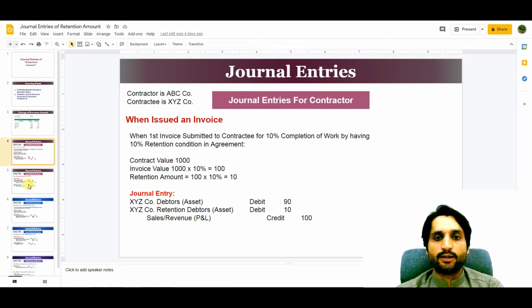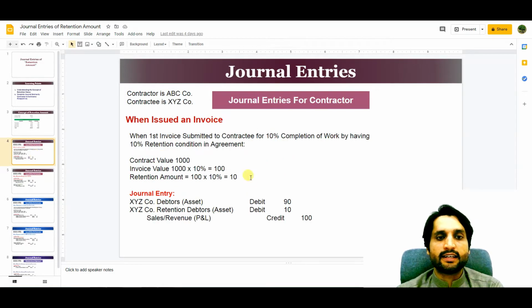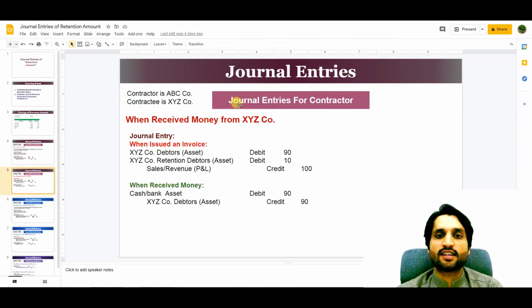Now the next entry, from the perspective of the contractor, when money is received from XYZ company. First of all, he submitted this invoice to the contractee and now he is going to receive the money from the contractee. So the journal entry we passed earlier, when we issued an invoice, was debtors debit, retention amount debit and sales or revenue credit. Now when we receive the money, our cash or bank account will be debited and XYZ company debtor account will be credited with the $90.